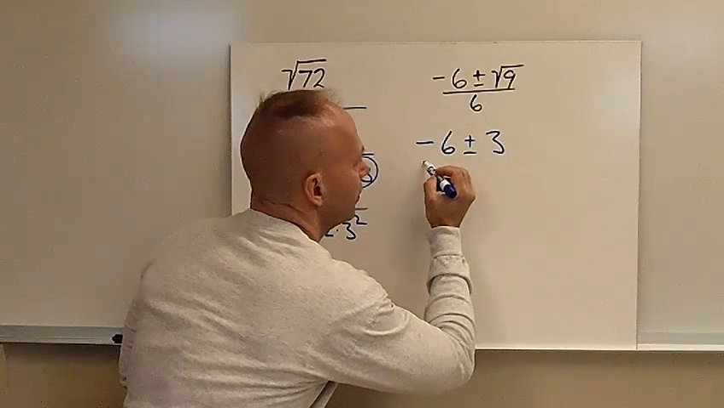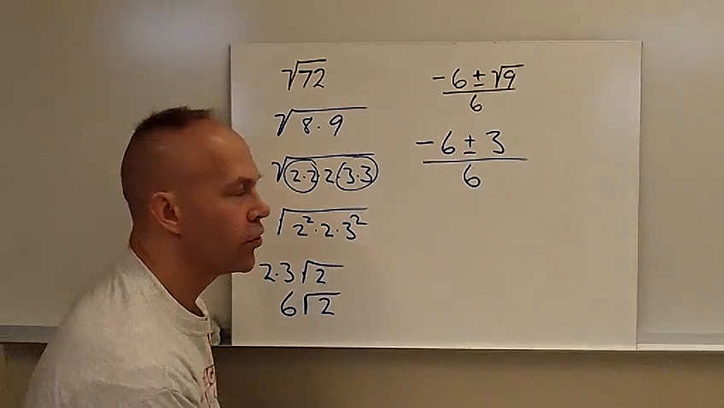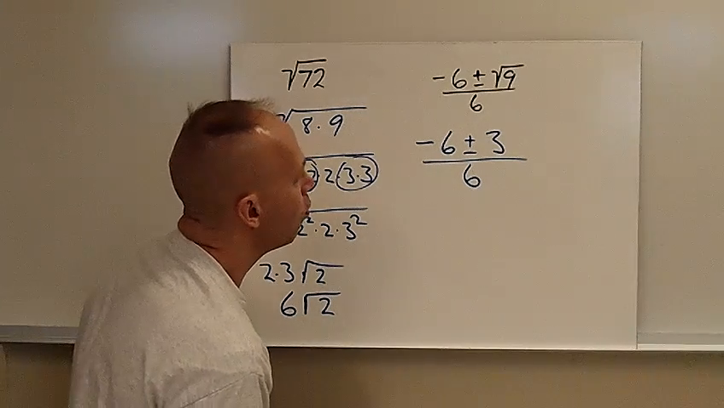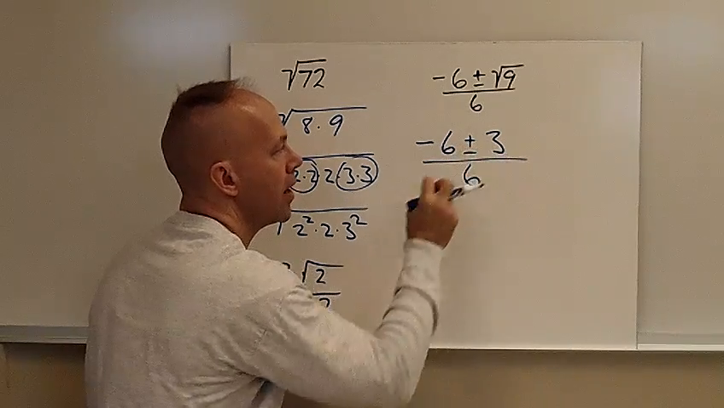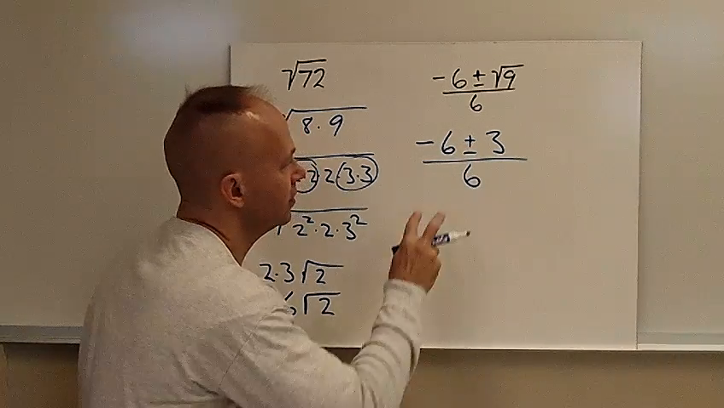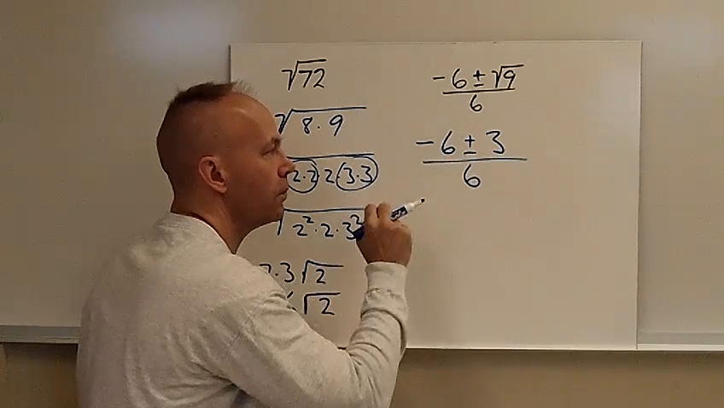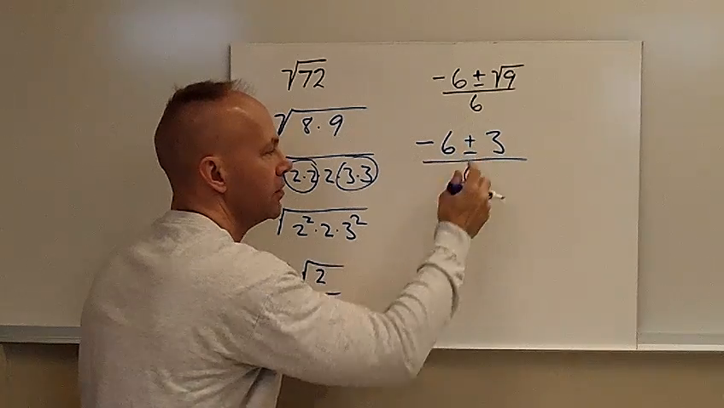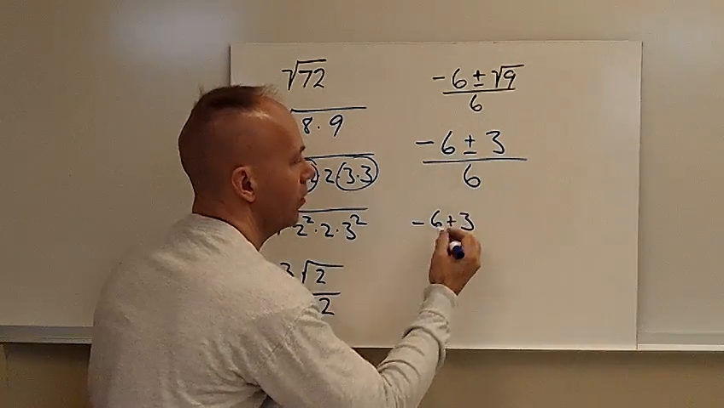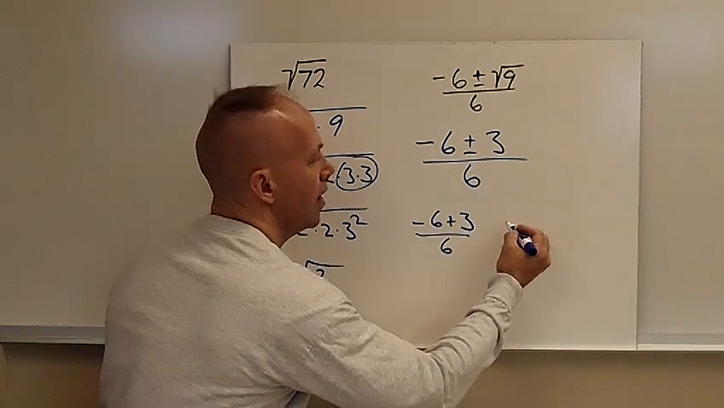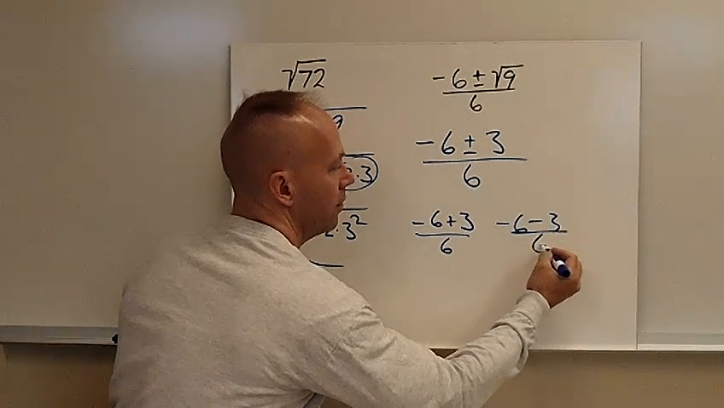And I still have this all over 6. Now, a couple routes we could go here. One way is to first combine the tops. Since I don't have radicals, I've got actually two numbers up here. -6 plus 3 divided by 6, and -6 minus 3 divided by 6.